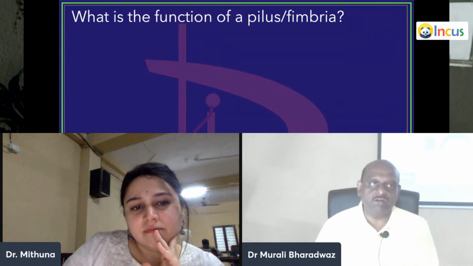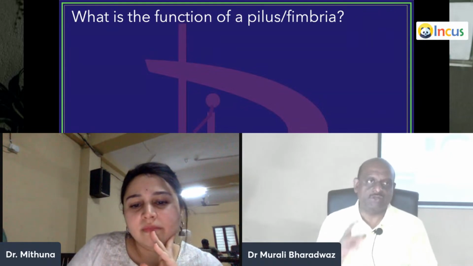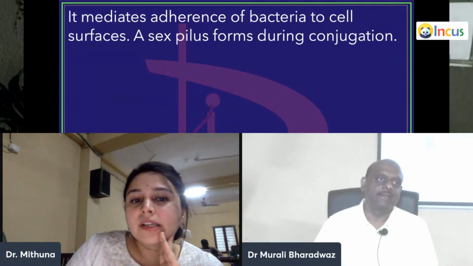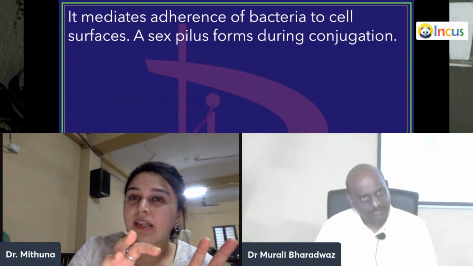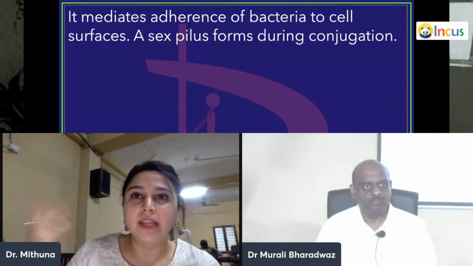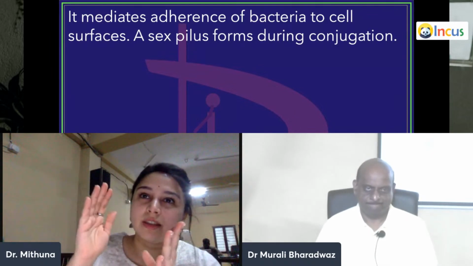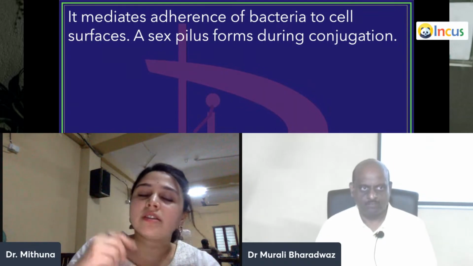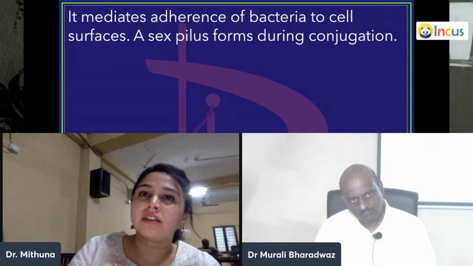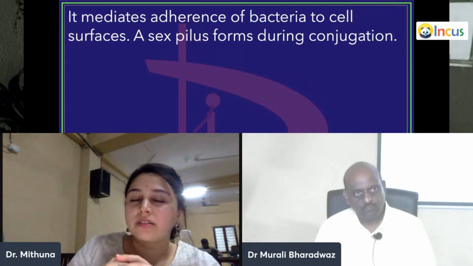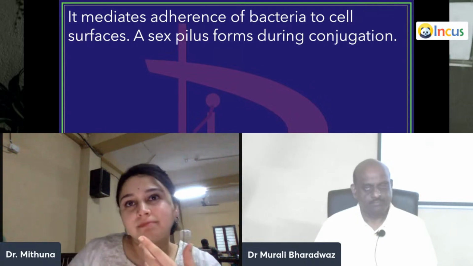What is the function of pilus, which is also called fimbria? It helps in adherence, especially EHEC has pilus. So it attaches to the cell with the help of this pilus, and there is something called a sex pilus, which is there in F-positive organisms, which is F plus. So that helps in conjugation.